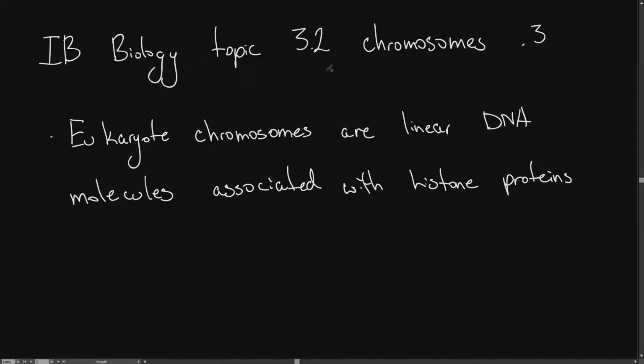IB Biology, Topic 3.2 Chromosomes Point 3. Eukaryote chromosomes are linear DNA molecules associated with histone proteins. In this video, we'll be looking at the shape of eukaryote chromosomes.